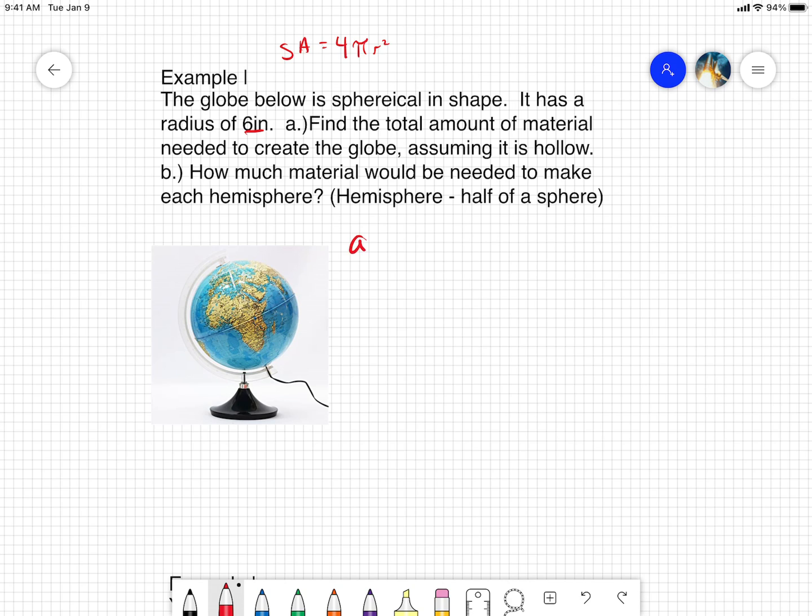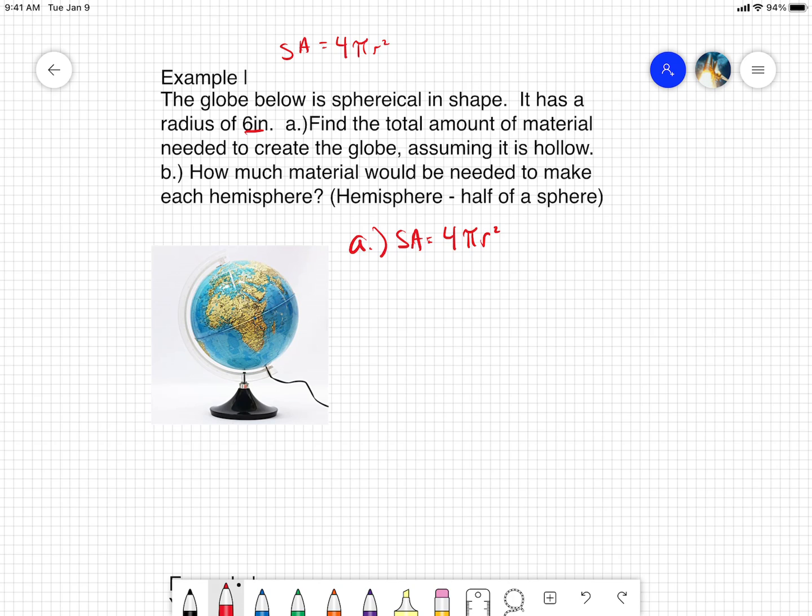So let's just do part A. Find the total amount of material needed to create the globe, assuming it is hollow. Again, that's our idea of what surface area is. If I wrap a box up, it's how much wrapping paper would go around to cover the entire box. So if we're thinking about this globe, it's all the material to make exactly a sphere, and it would encompass the surface area. So in order to find how much material we would need, we find the surface area of the sphere, which is 4 pi r squared.